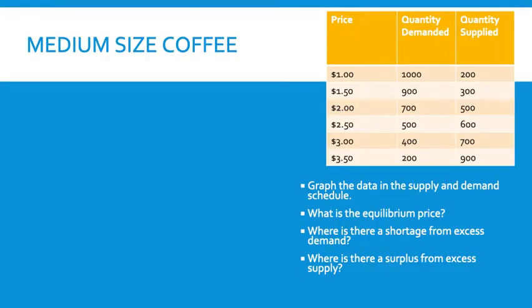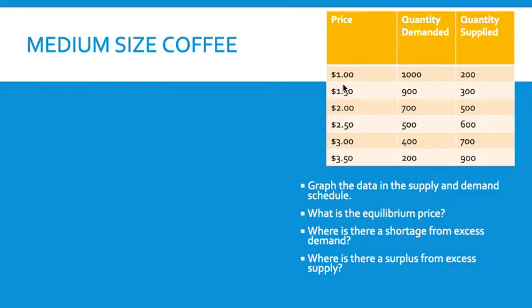If we look at an example of a medium-sized coffee, we have our schedule up here, a demand schedule and a supply schedule. At all these different prices, this is how much people will demand. 1,000 people will demand a medium-sized coffee at $1. And as we go up in price, fewer people demand it. So it's the law of demand. The higher the price, the less quantity demanded, because people don't want to spend their money.